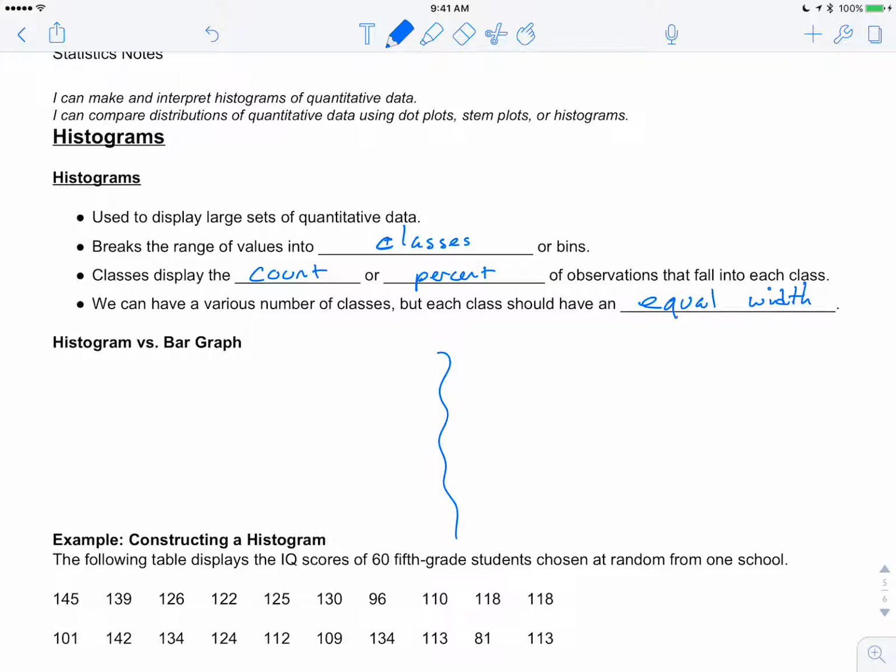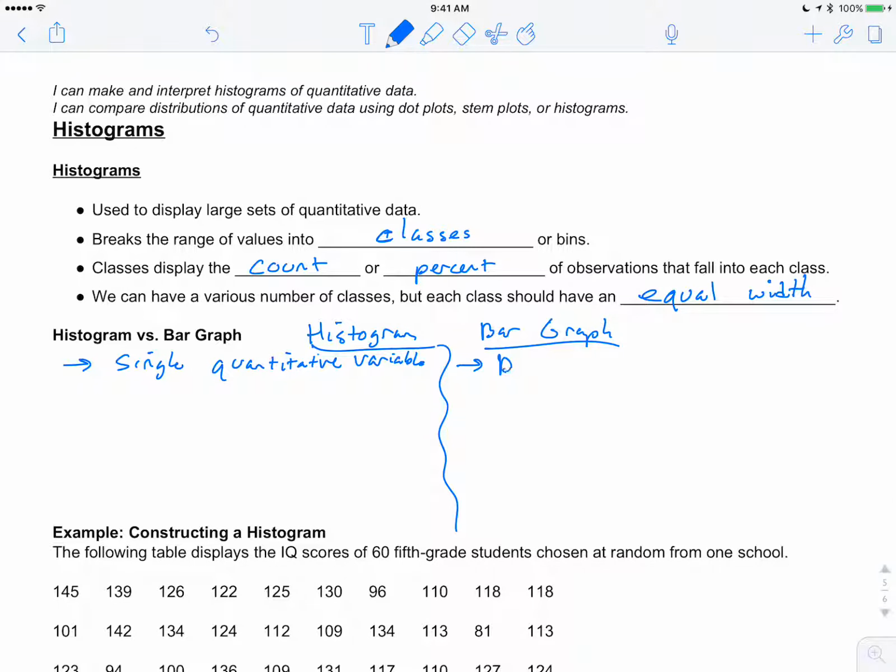Histogram versus bar graph. Let's make 2 columns here. We'll put histogram here, and then we're going to put bar graph over here. The whole reason we do this is because they look so similar that people confuse them all the time. Okay? First of all, a histogram is a single quantitative variable. A bar graph is the distribution of qualitative variables usually.